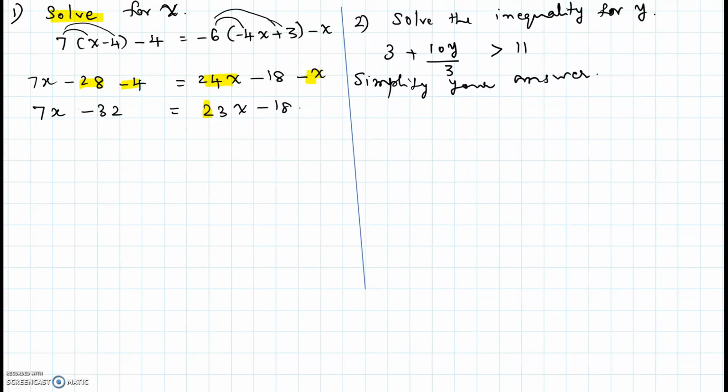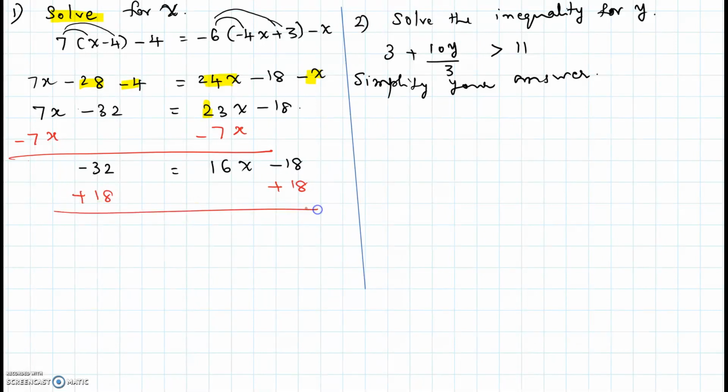Now subtract the 7x. So that will give negative 32 on the left hand side. Here it is going to be 16x minus 18. Then you add 18 both sides in order to isolate the x.